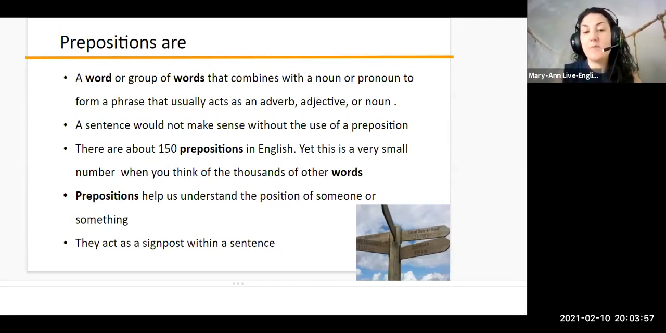So prepositions help us understand basically a lot of the times the position of someone or something. And that's what we're going to be focusing on today, prepositions of place. Okay, so that's the main area for today. Does anybody have any questions about what prepositions are just before we start?